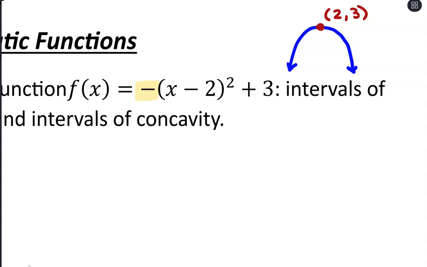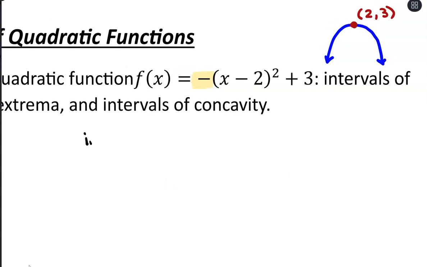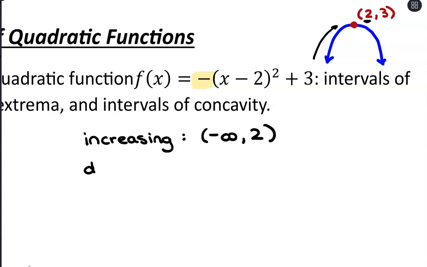And with that, I can actually answer a lot of these questions. So starting with increasing, what I can see is my function is increasing to the left of the vertex. So we're going to be increasing all the way until we reach x equals 2. So I'm using that x coordinate of my vertex for when I switch from increasing to decreasing. So from negative infinity to 2, we are increasing. And then it switches to decreasing. So we'll do that from 2 to infinity.